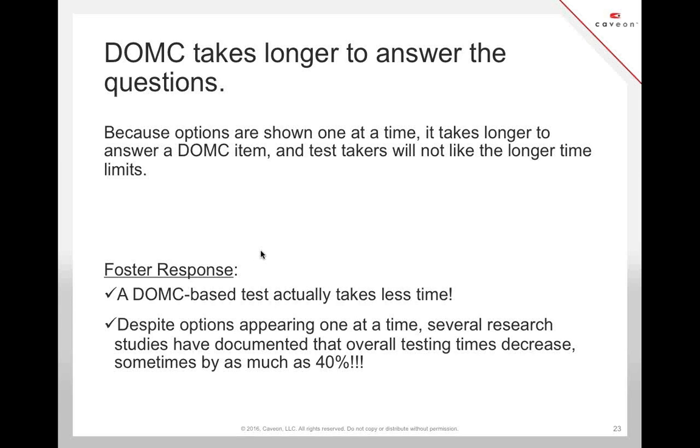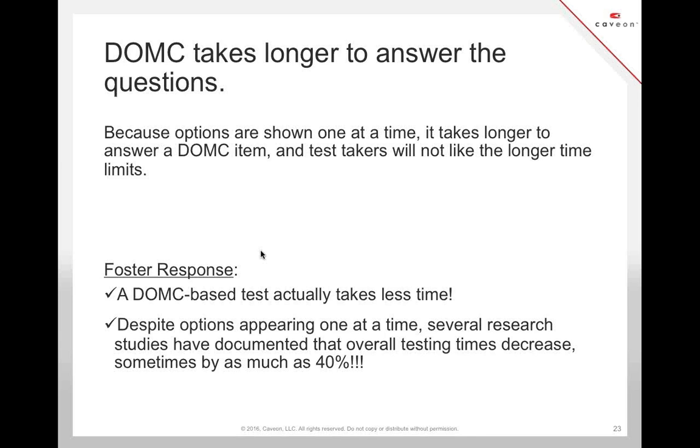DoMC takes longer to answer the question. So 42 of you, and I think there are probably 100 on the call, half of you thought this one. Because they're shown one at a time, it takes longer to answer a DoMC item. Well, you would think so, and I thought so, but there's been a lot of research since then, and they have all countered that view. And I think I know why, although nobody's really run the research. But it actually takes less time. Despite options appearing one at a time, several research studies have documented that overall testing times decrease, sometimes as much as 40%.